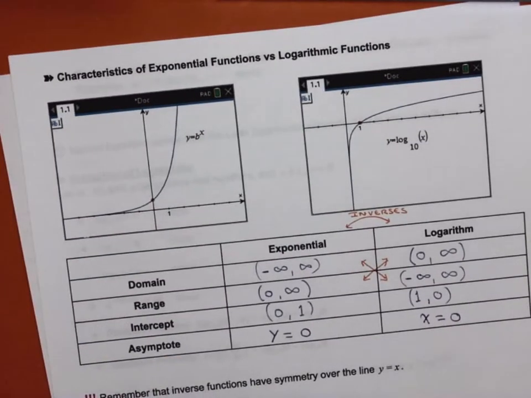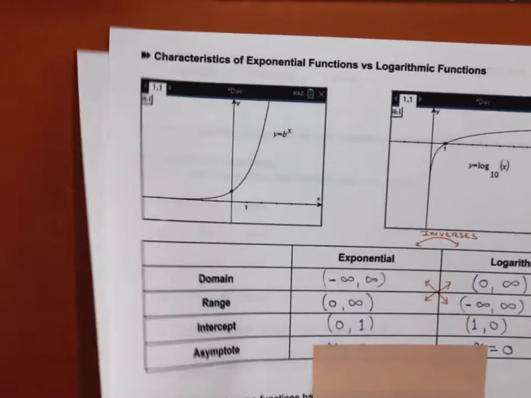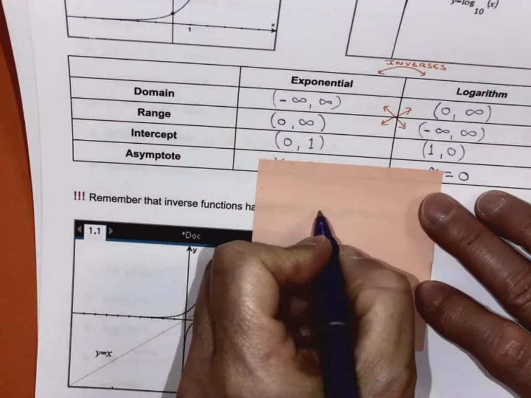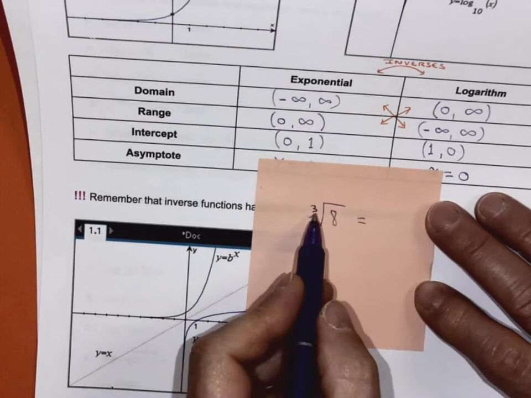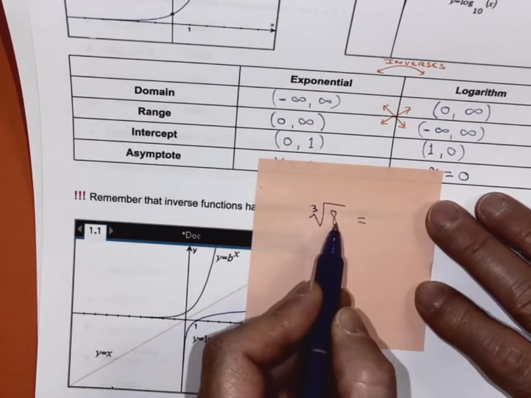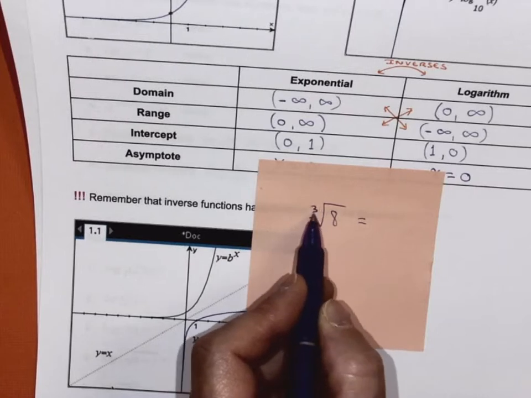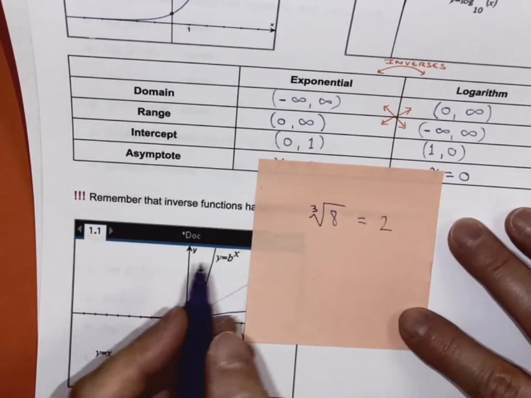So let me get a sticky note so I don't scribble on our notes here. When we're writing, let's say I want the cube root of 8. Well, we know that this means we're looking for a number multiplied by itself 3 times that will give me an 8, right? So we know that's true. What if I say that?